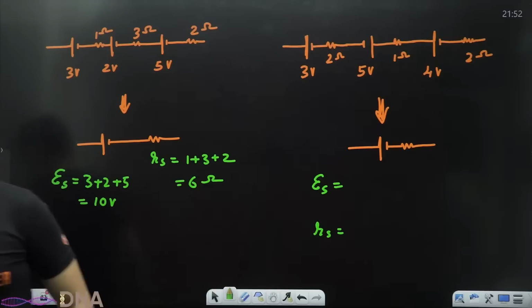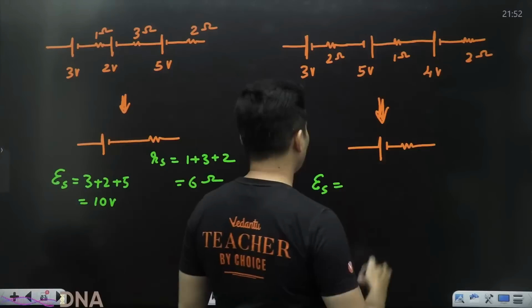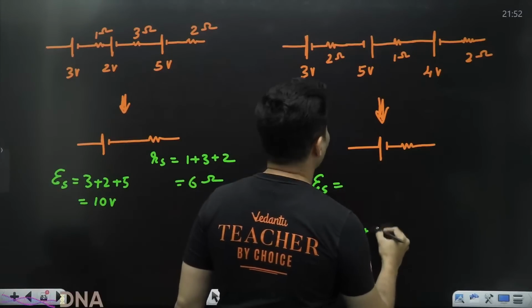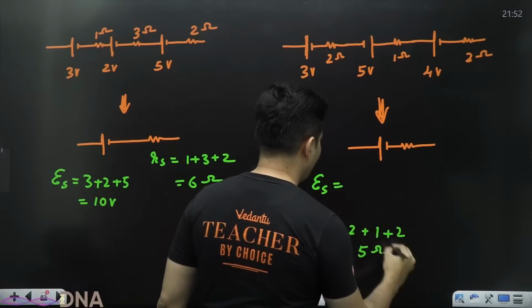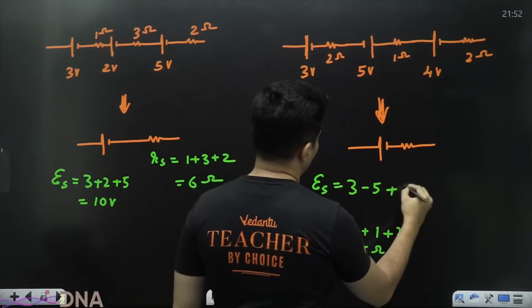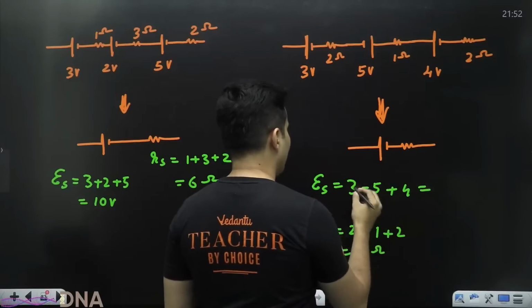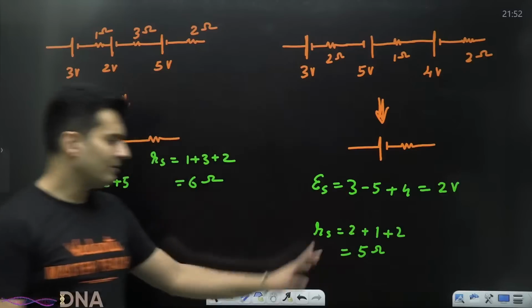14. What is it, Sukanya? Resistance is simple, 2, 1 and 2. So it will be just 2 ohms plus 1 plus 2, which is nothing but 5 ohms. But EMF 3 minus 5 plus 4. 3 minus 5 is minus 2 plus 4 is basically 2 volts. So 2 volts is the answer with 5 ohms.